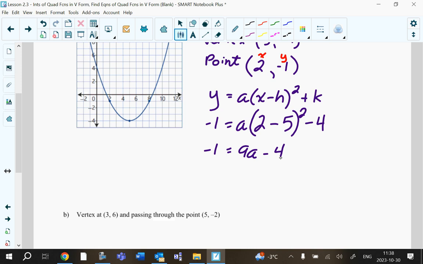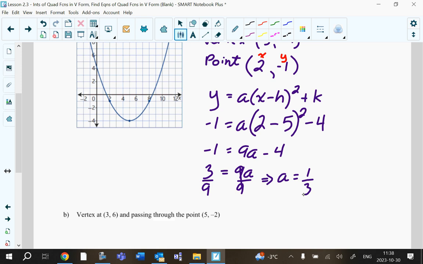Okay. Add 4 to both sides. 3 equals 9a. Now we're going to divide both sides by 5. We're going to divide both sides by? No, by 9. So we get a is equal to 3 over 9, or 1 over 3.